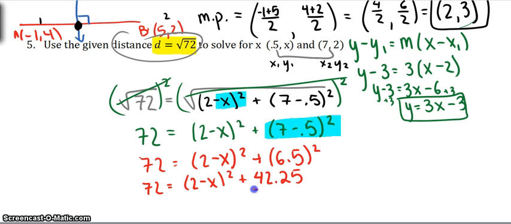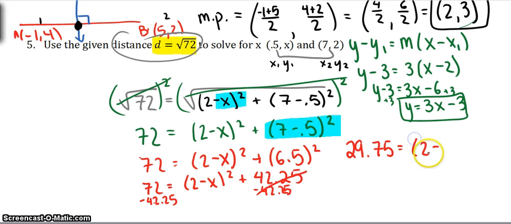Continuing to clean that up, we got to subtract this 42.25 from both sides. These will cancel out, and on the left we'll get 29.75, and on the right we're just left with that 2 minus x squared. Okay, almost there. So we still got to get rid of this square because it's bothering the x. I've already kind of said this, but in the reverse, so what undoes a square is a square root, opposite of what we did before. Then these will cancel, and on the right we'll be left with 2 minus x.